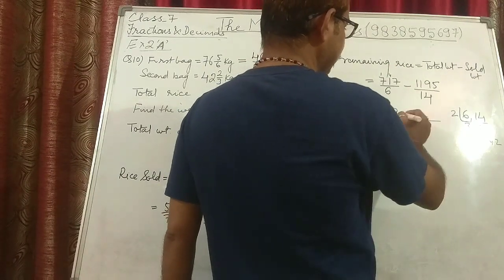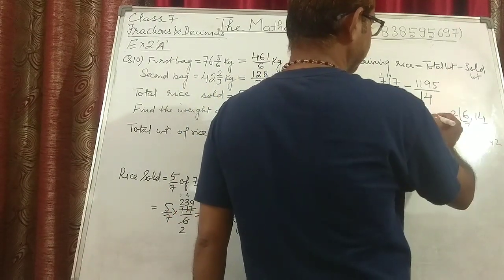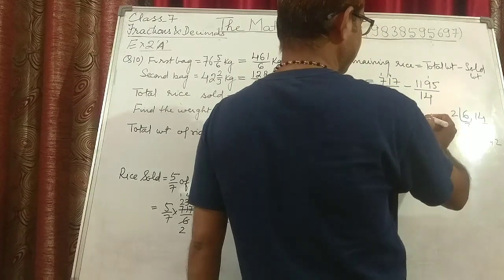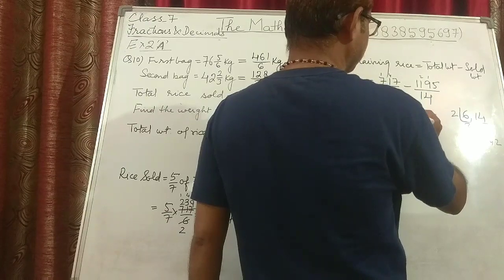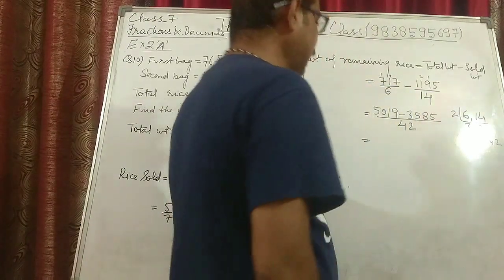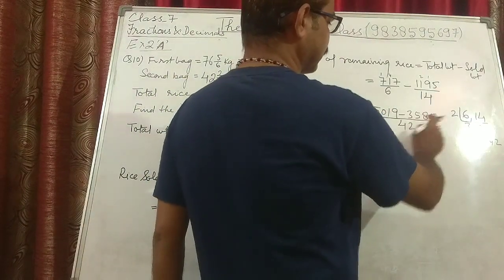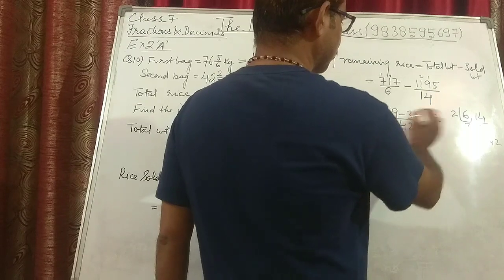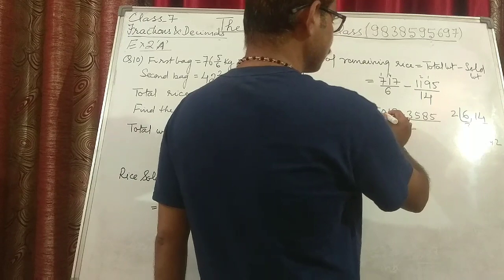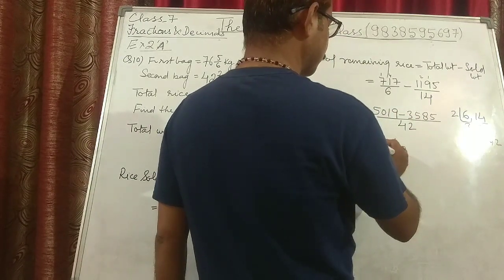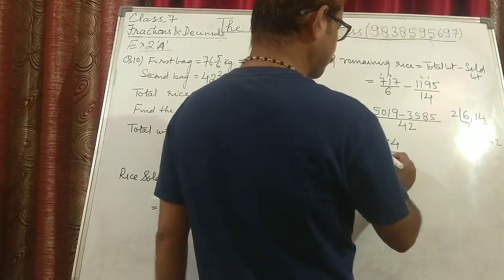5019. Then minus, so put a minus. 14 3s are 42. So 5 3s are 15, 1 carry, 27 and 1 is 28, 2 3s are 6, 1 is 3, 5 and 3. So when you subtract 3585 from 5019, 9 minus 5 is 4, and 11 minus 8 is 3. This will be 9. 9 minus 5 is 4, and 4 minus 3 is 1, upon 42.